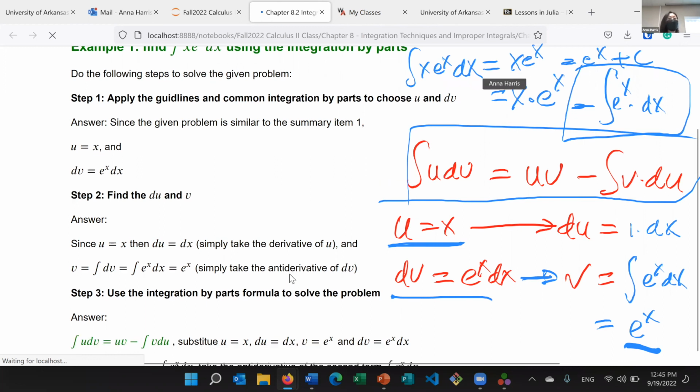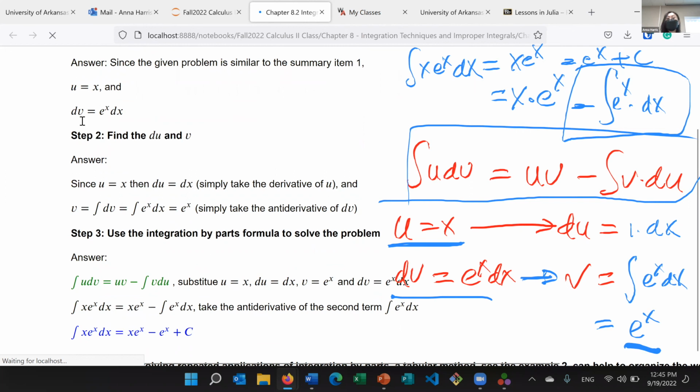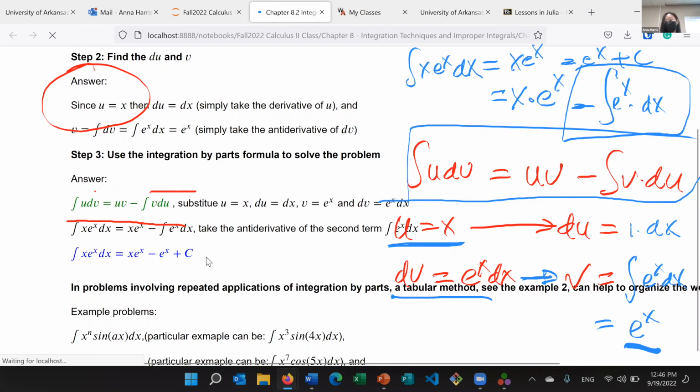Okay, so what does step 2 say? Utilizing this to find du and then find dv. Is everybody with me? Nothing more. Now what do you do after that? You just simply plug into your formula, just like what I did on the right hand side.